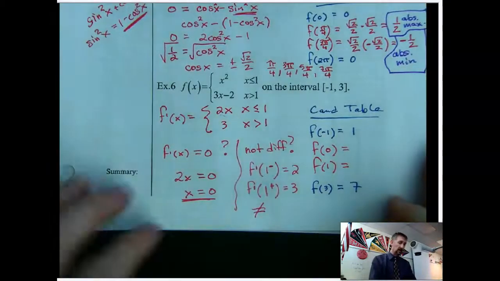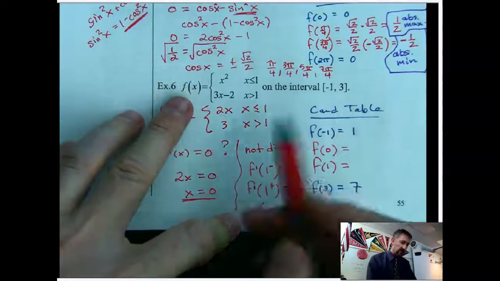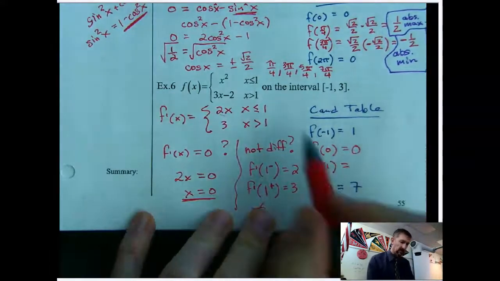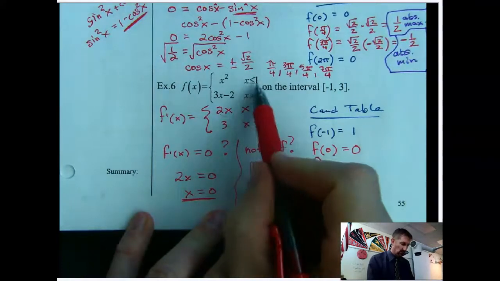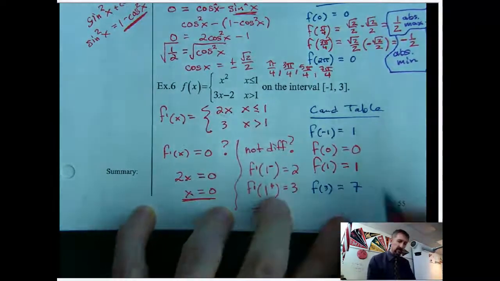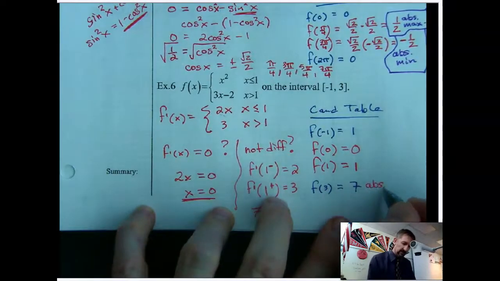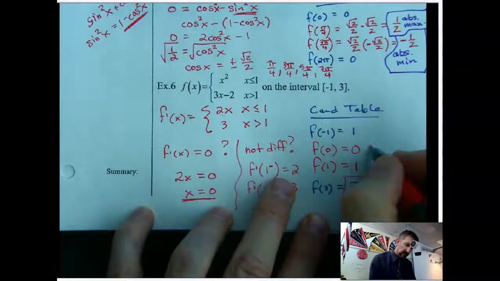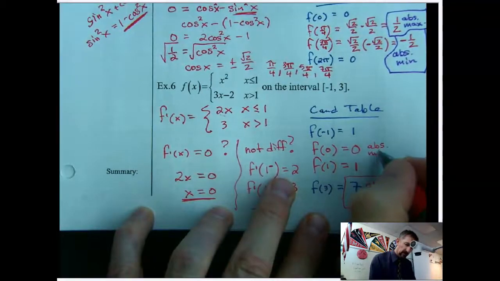Okay. So if we plug in 0, 0 is here, so that's 0. And if we plug in 1, when it's equal to 1, it goes in here, so that's 1. So this is our absolute max, and this is our absolute min.